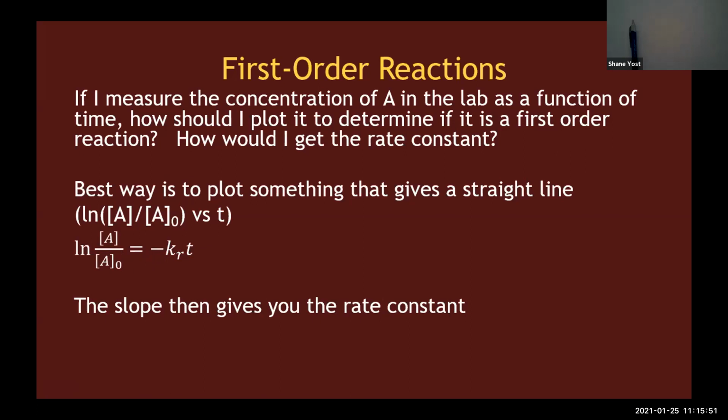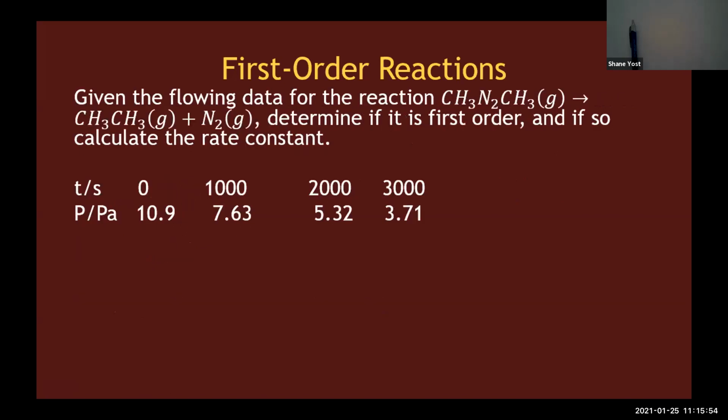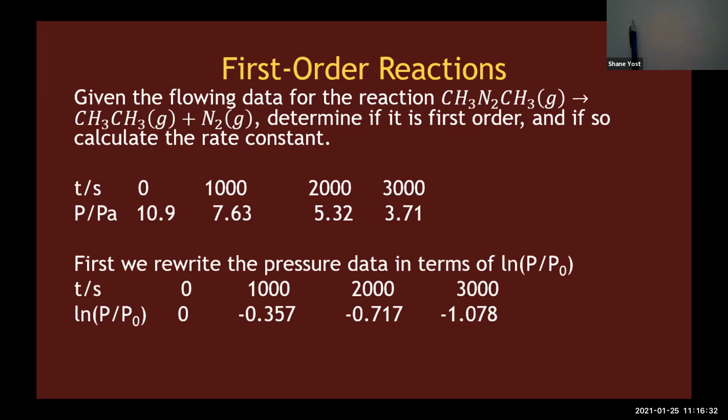Hopefully this rings some bells for some people about general chemistry. So let's say I was given this data, and I wanted to know, is this first order or not? What would I need to do with this data to determine whether or not this reaction is actually first order? You have to plot the natural log of pressure versus time. Yeah, so I want to take the natural log of that data and plot it versus time.